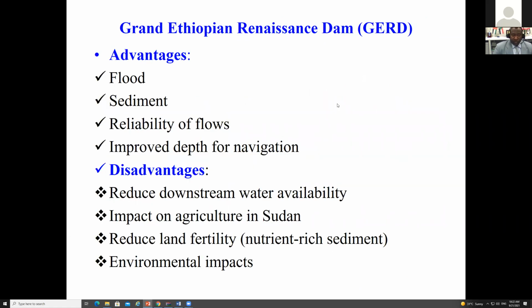Because our study is mainly based on a scenario: what is the impact of the Ethiopian Renaissance Dam on the people in Sudan? It has some advantages, like it controls the flooding and it controls the sediment, because the sediment will accumulate in front of the dam. It is a problem, but on the other side, it is considered a disadvantage because it reduces fertility, okay? Improved depths of navigation. So there are some advantages and disadvantages of the Ethiopian Grand Renaissance Dam to Sudan.